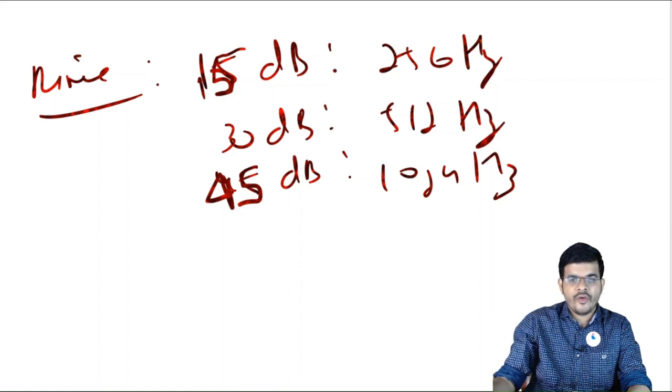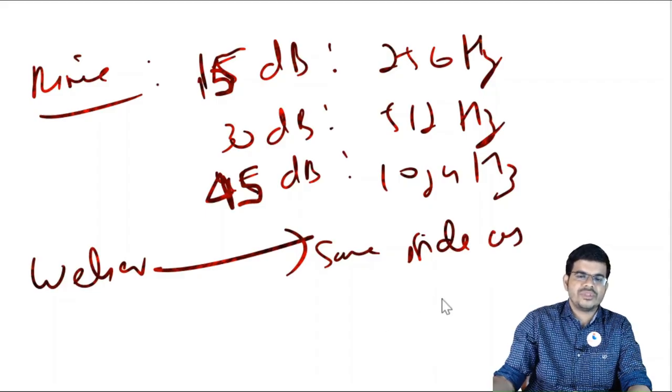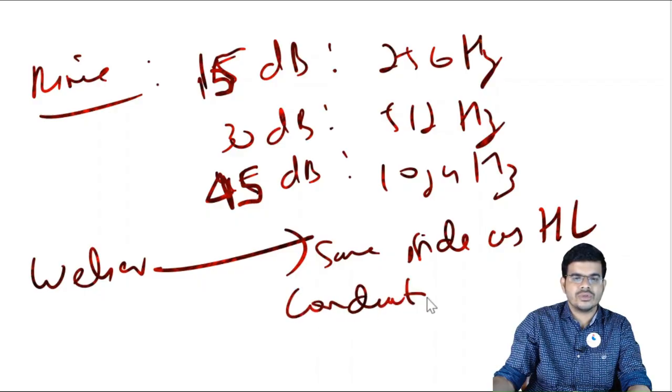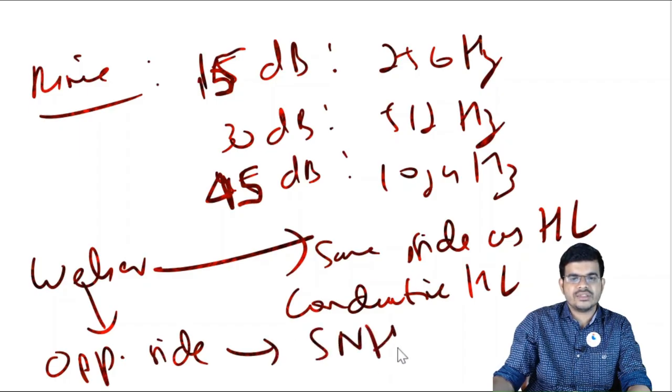If the Weber is lateralized to the same side as the hearing loss, it means it is a conductive hearing loss, and if it is lateralized to the opposite side, it means it is a sensorineural hearing loss.